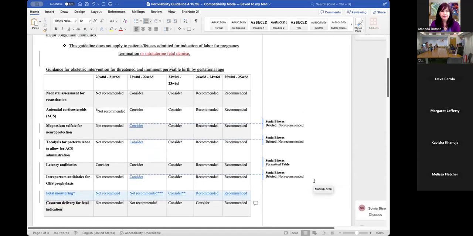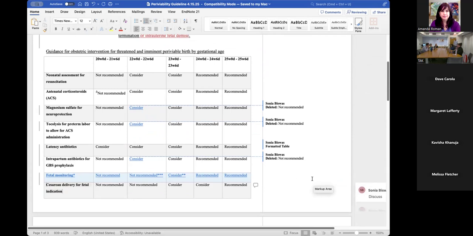And we can actually send it to SMFM and ACOG. Maybe they can just follow our lead and make it the national guideline. They need to do this. I mean, it's amazing, there's fetal monitoring, it's not even on the table.